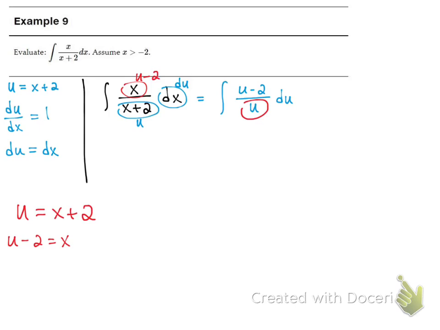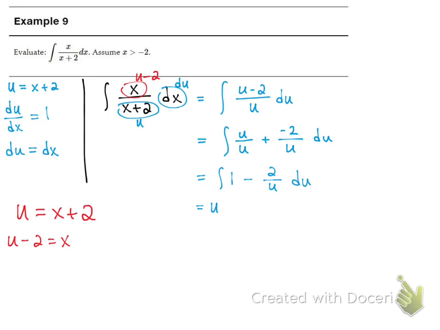So now we have a monomial in the denominator after we did the u substitution. So we can split it up into u divided by u plus negative 2 divided by u. Remember, because it's a monomial, you can split it up like that. Now, of course, u divided by u is just 1, so we'll have 1 minus 2 over u. Now that we know that integration distributes over addition and subtraction, we'll have the integral of 1 plus the integral of negative 2 over u.